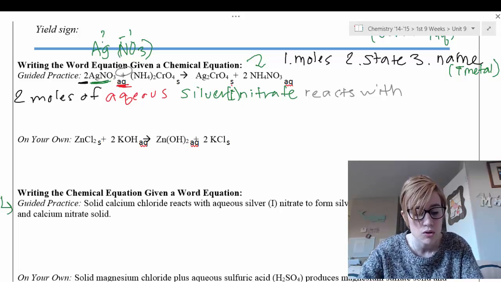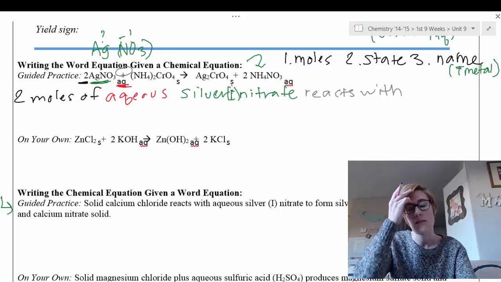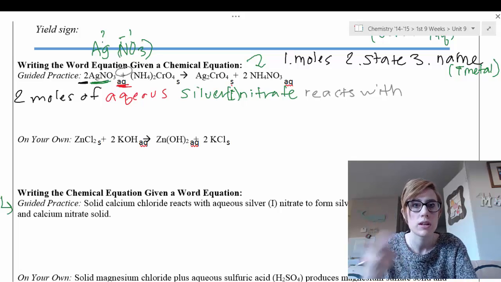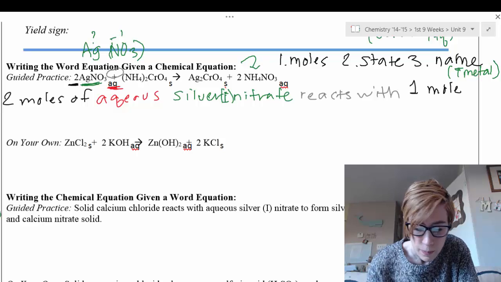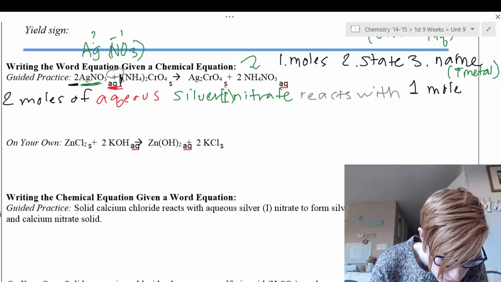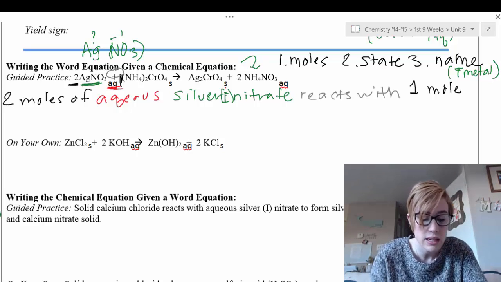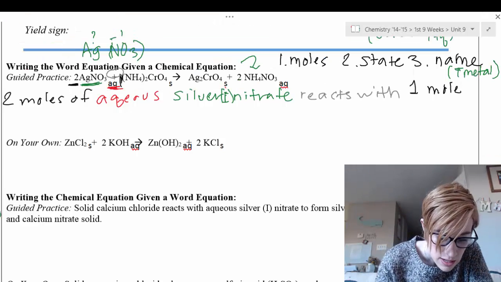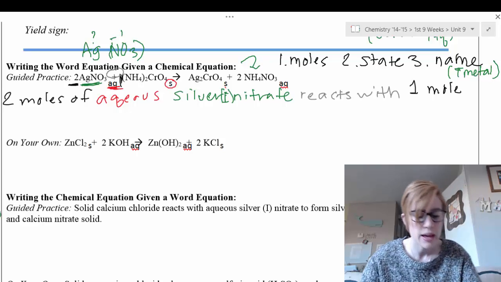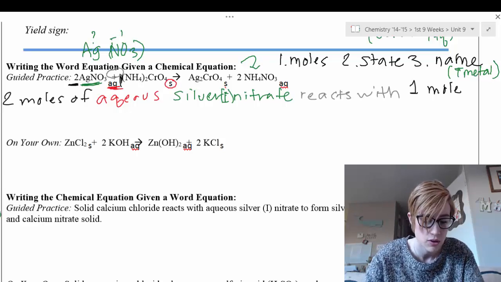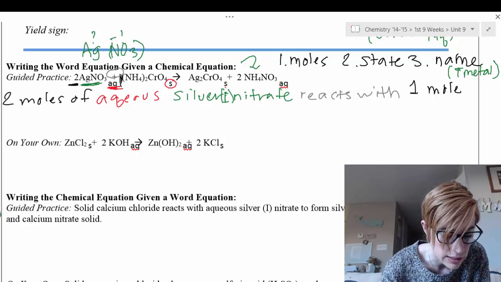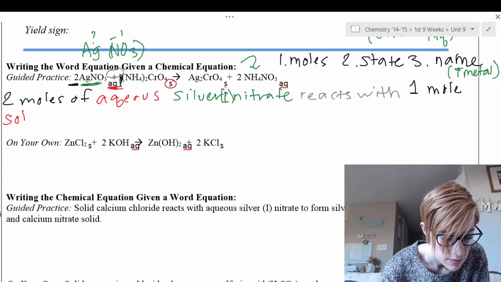So how many moles of this next compound do I have? Well, there's not a number in front, so we assume that it's 1 mole. So I write here, with 1 mole. The next thing I do is write down my state. The state of this is a solid. By the way, I did not type out the states of matter on your paper, so if you could just write them in so you have them, that'd be great. So 1 mole of solid.